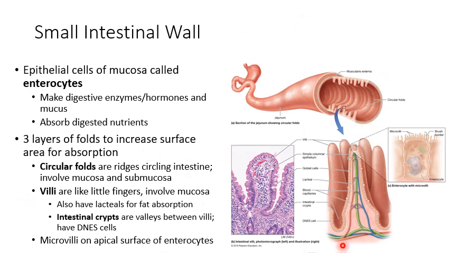So in this diagram you can see those structures. These are the circular folds going around the small intestine.